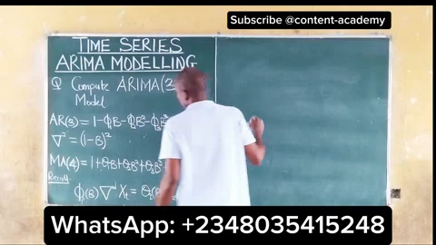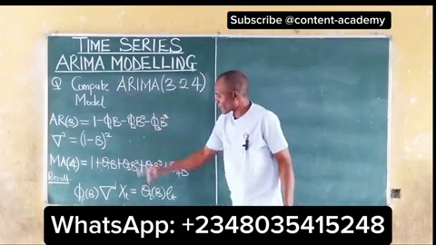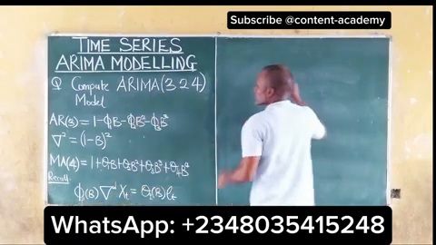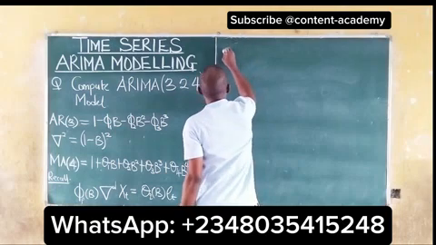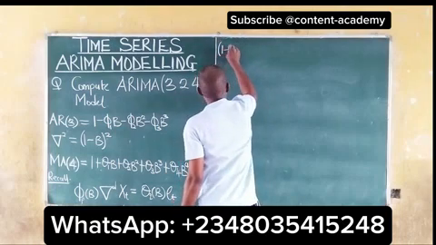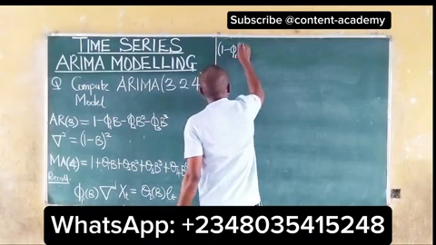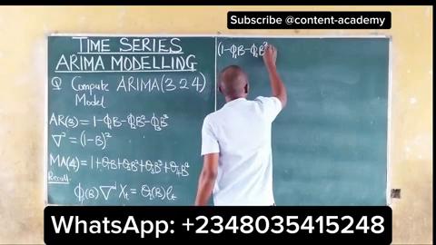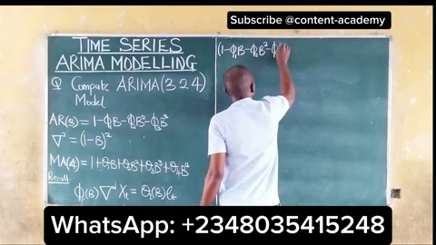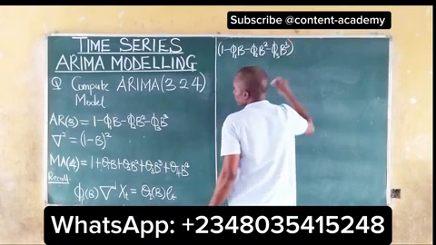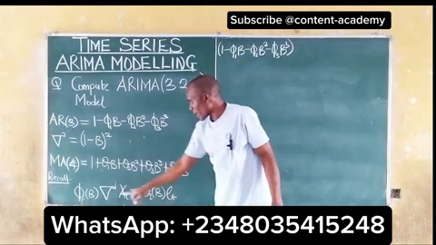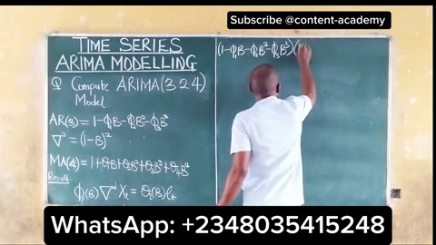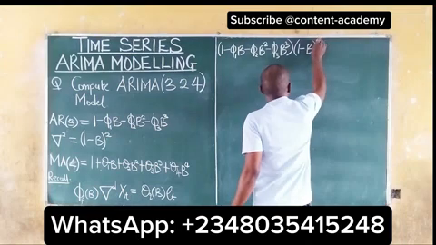So the first on our list is the AR part. That means this part is what we first write. The AR part is 1 minus phi 1 B minus phi 2 B squared minus phi 3 B cubed. Then multiply by the differential part. Our differential part is 1 minus B raised to the power of 2.